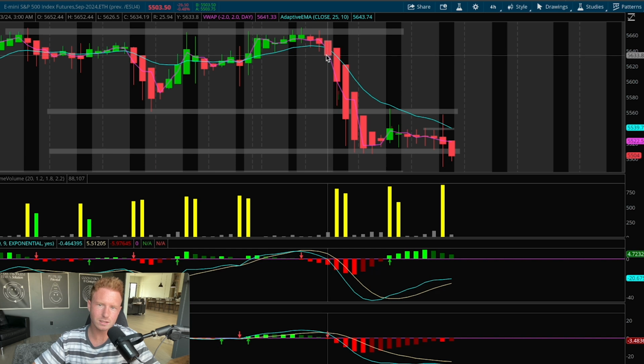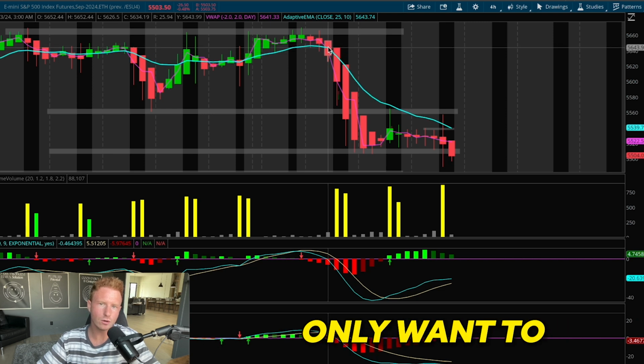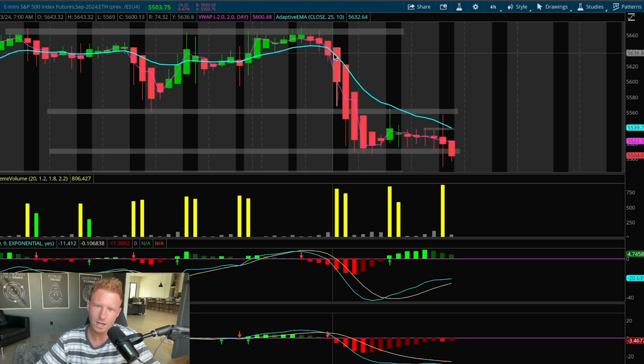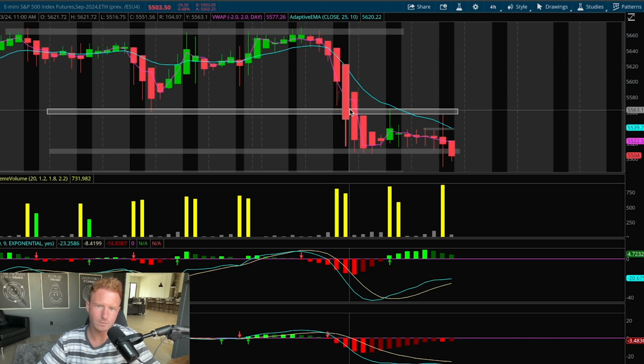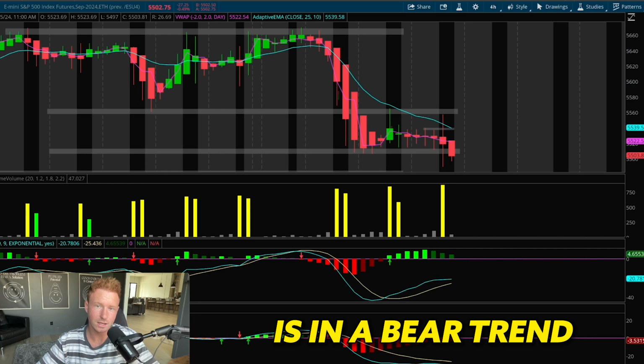Okay, we can go back to this day. As you can see, pre-market had consistent red candles. This last candle, remember these are 4-hour candles, right? This last candle broke the previous low. So we can go into this day knowing that we only want to look for short setups, right? As you can see, if we would have done that, it would have made it a lot easier. These red candles are telling us the market structure is in a bear trend, right?